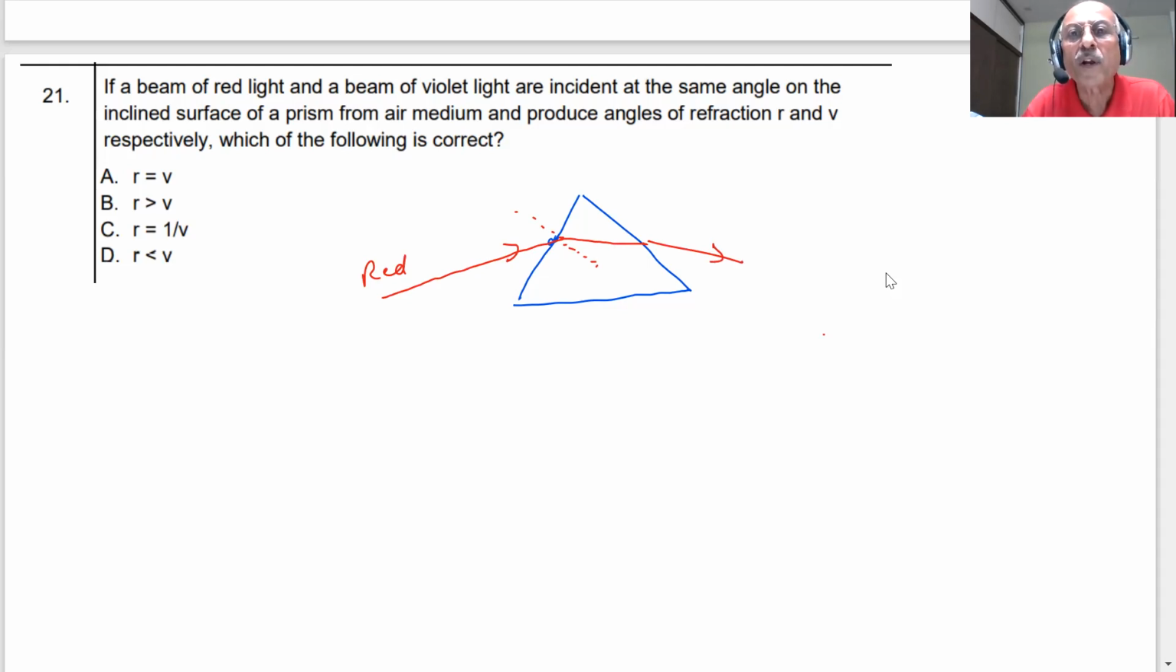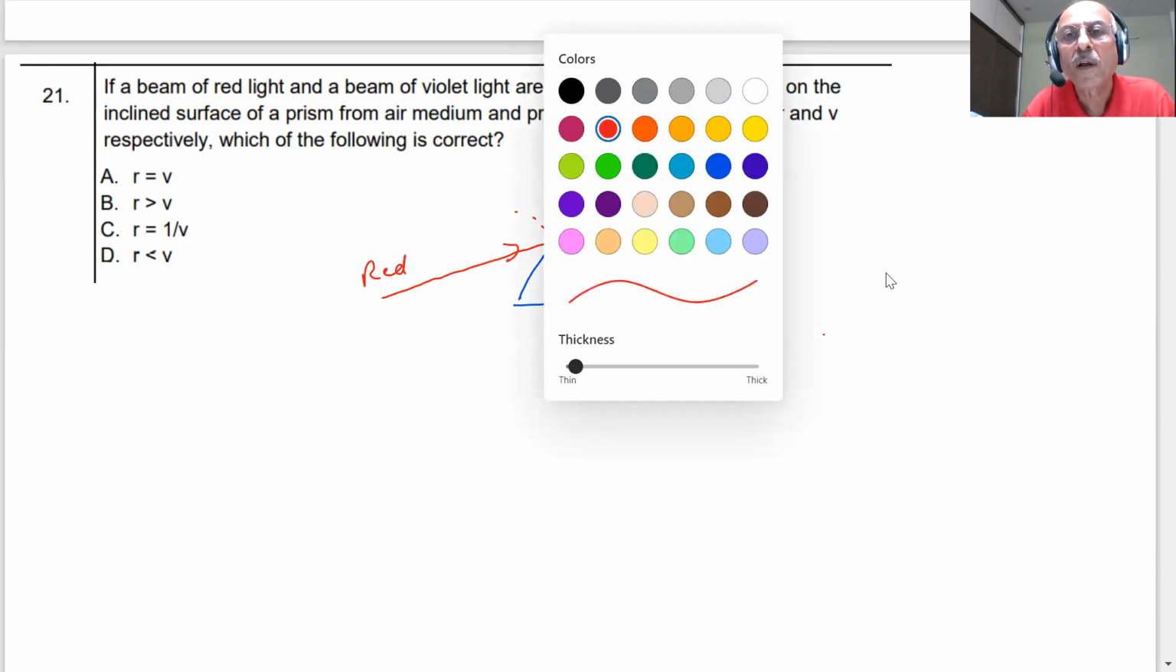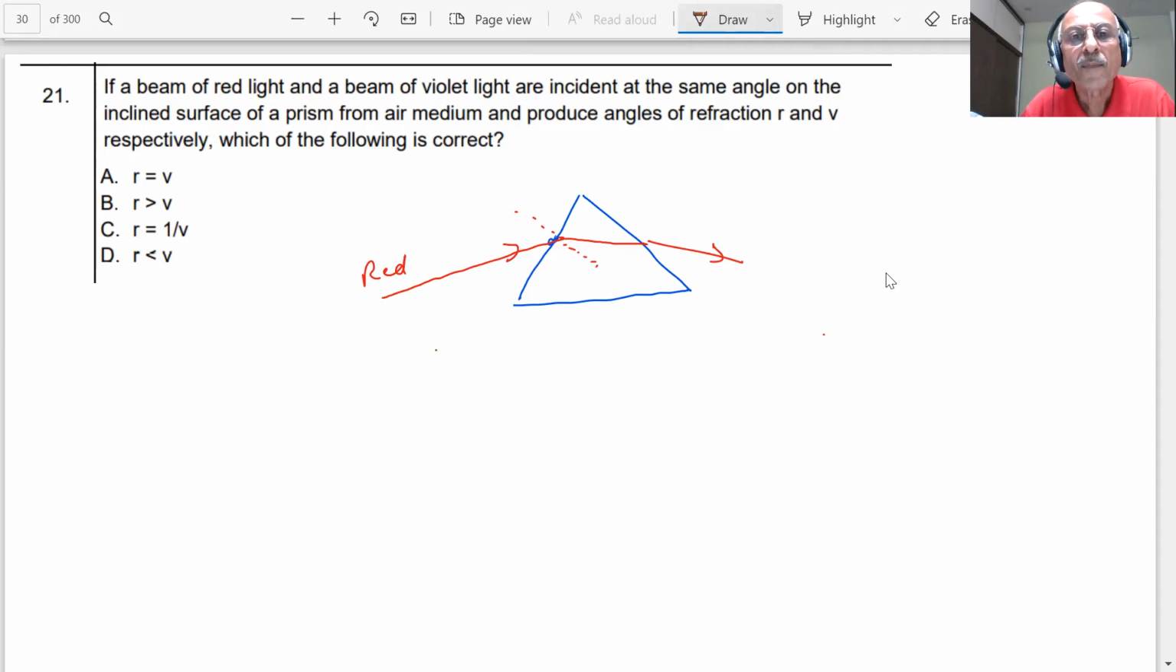Now, let me take, student, violet color. If I consider another beam coming, supposing violet color is coming, student, what will happen? It will suffer greater deviation like this. This is violet, indigo, blue, green, yellow, orange, red. If you use white light, student, then there are seven colors.